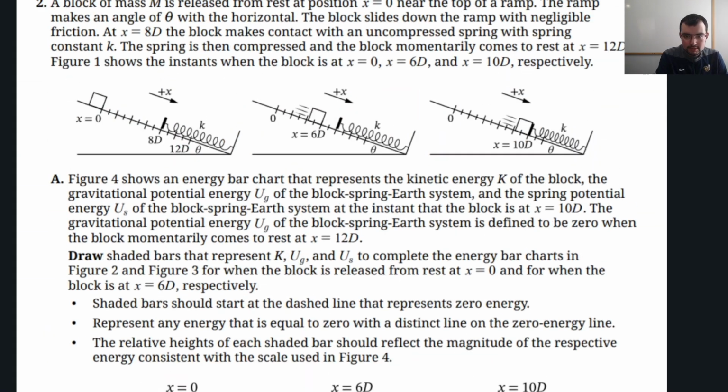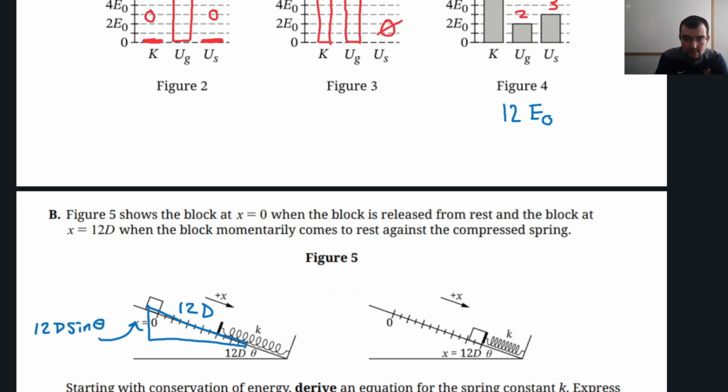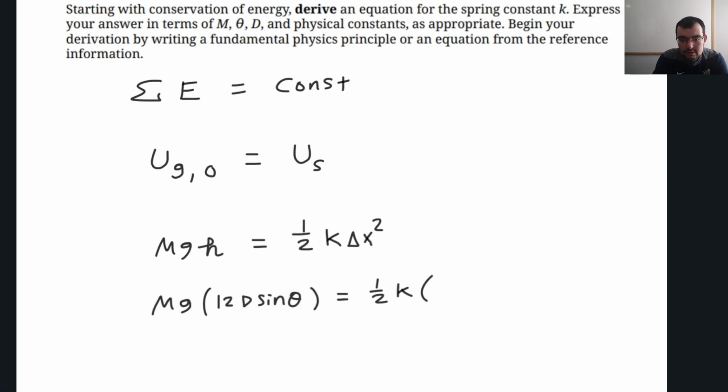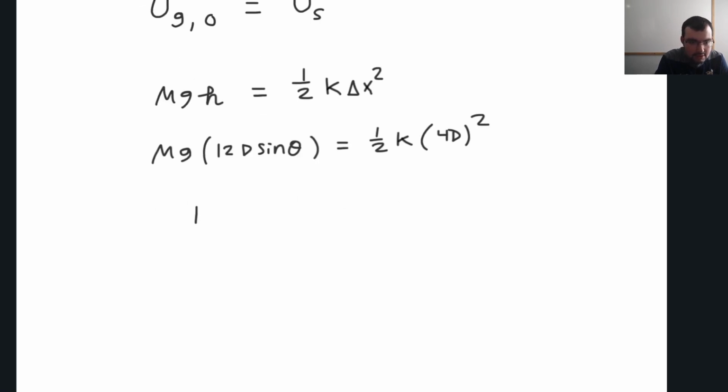Well, going back up here, we see that the spring is initially located at 1, 2, 3, 4, 5, 6, 7, 8D. So at the 8D tick mark is when the spring starts. So we're just going to be compressed from 8 to 12, which is 4D. So the spring compression is just going to be 4D. We have to square that, being careful of parentheses. So I get 12 mgd sine theta is going to be equal to 1/2 k times 16d squared.